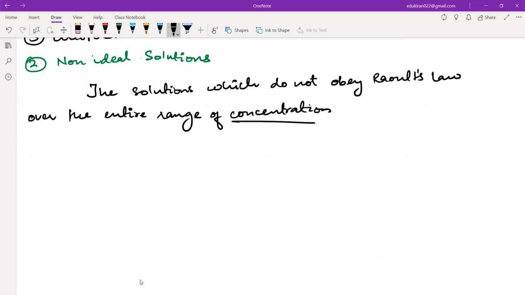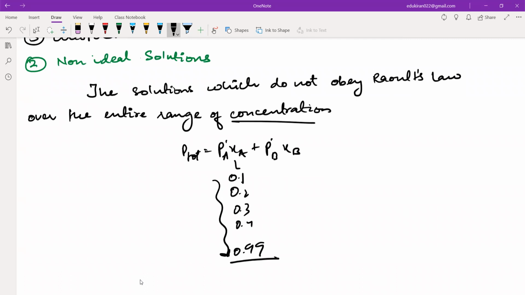Let us also tell you what entire range of concentration means. You all know that P total is equal to P naught A chi A plus P naught B chi B. This means if I start here from 0.1, then 0.2, 0.3, 0.4 up to 0.99, then over the entire range of concentration, if it is following Raoult's law, it should follow Raoult's law in all of these concentrations. So entire range of concentration means exactly this.